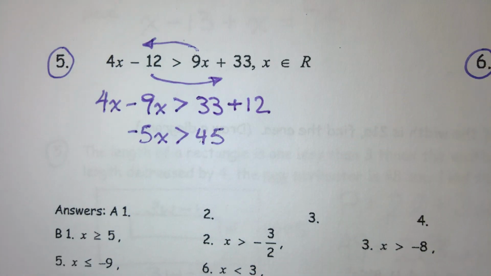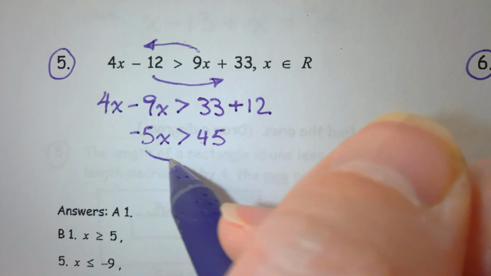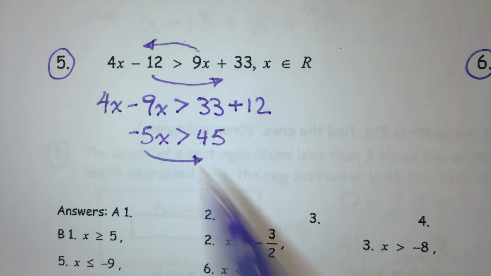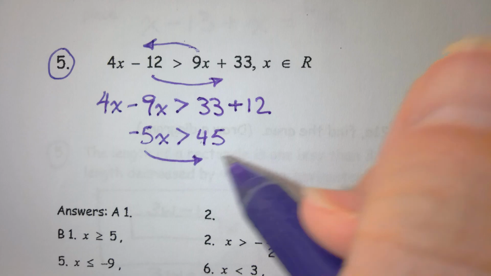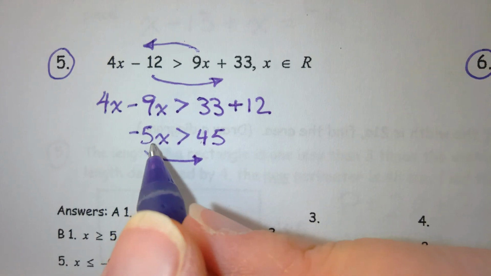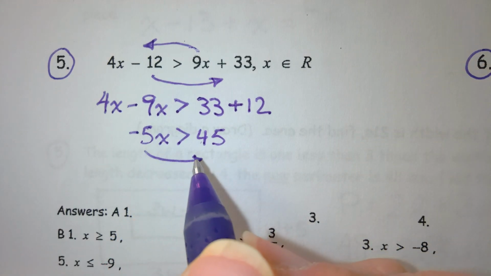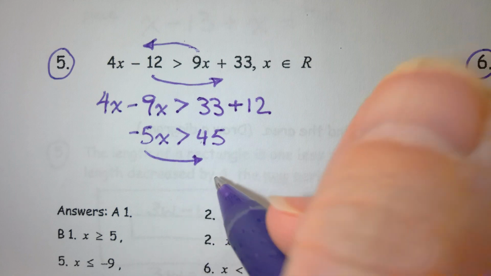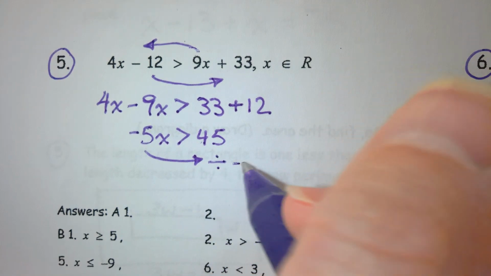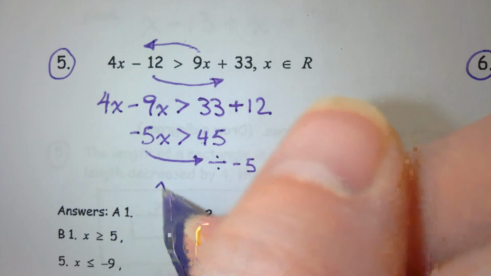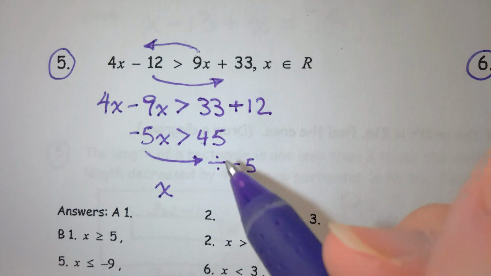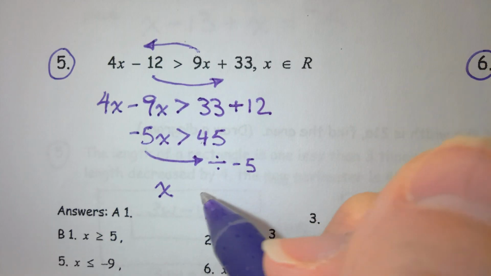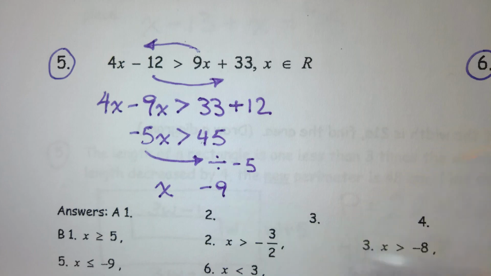Okay, so if this was an equal sign, Rashawn, what do I do with this negative 5? Oh, I'm doing multiplication here. So the opposite of multiply is divide, so I divide by negative 5. No, not yet. I'm doing the lesson. Okay, 45 divided by negative 5, you get negative 9.